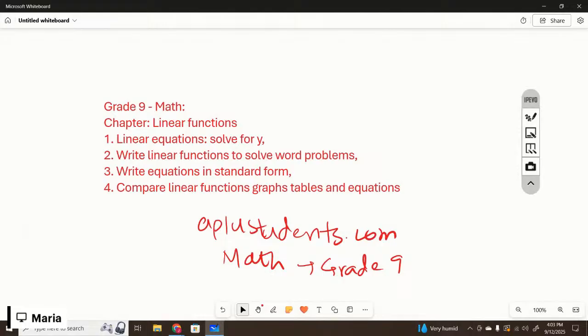The lessons we're going to cover today are linear equations solved for y, write linear functions to solve word problems, write equations in standard form, compare linear functions, graphs, tables, and equations. So please make sure you have your notebook and pencil so that you can note down the important examples and definitions as well.